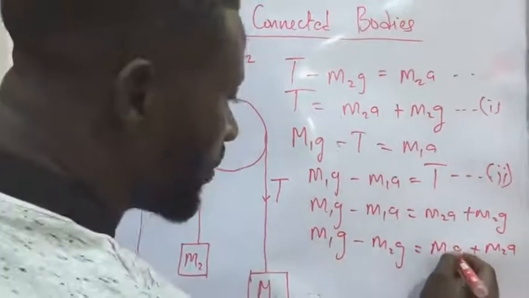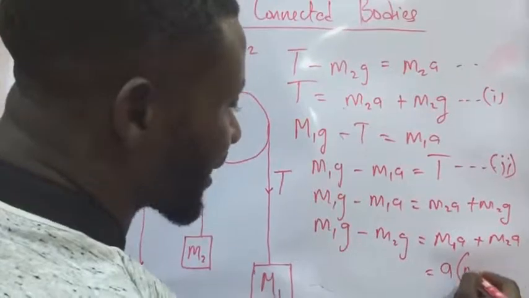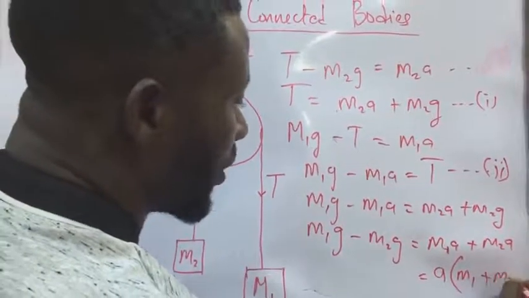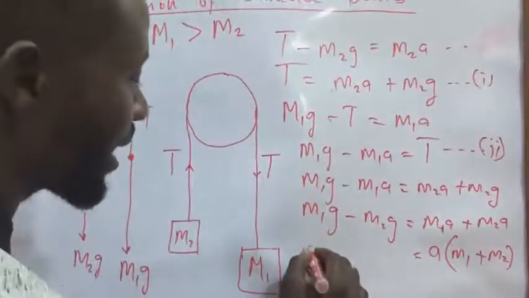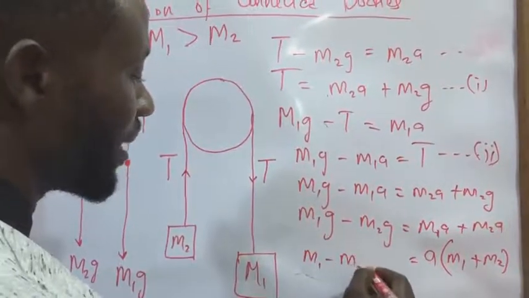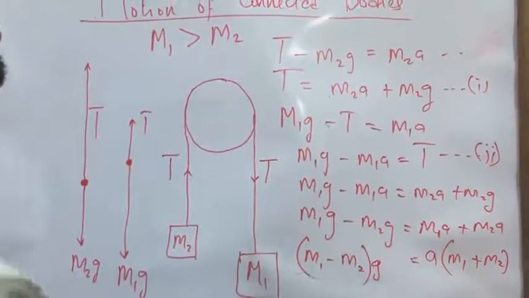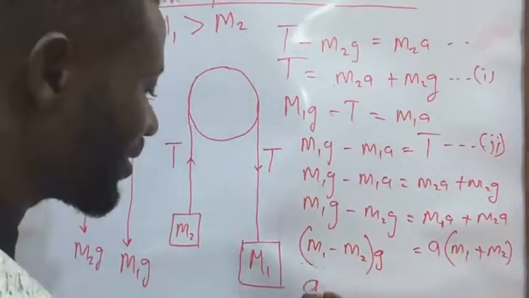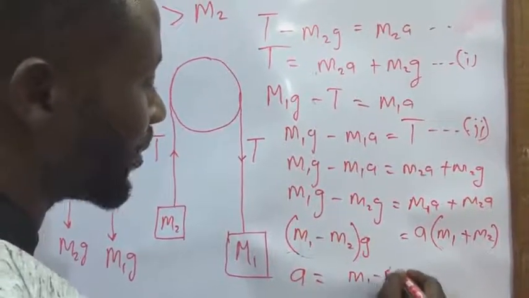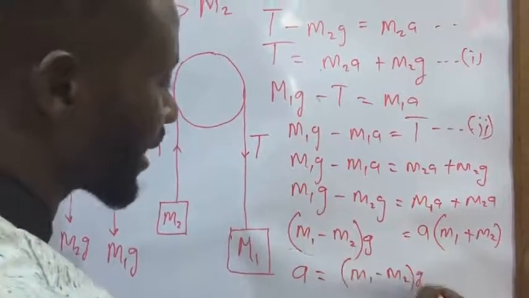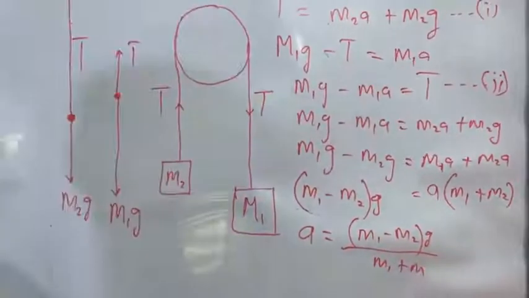Alright, A is common here, so I have A into bracket M1 plus M2. Since G is common here, I have M1 minus M2 into G. So what is the acceleration now? Acceleration is equal to M1 minus M2 into bracket G over M1 plus M2.